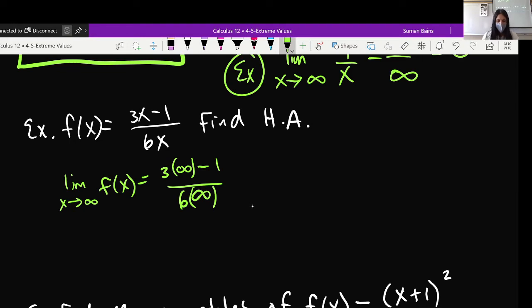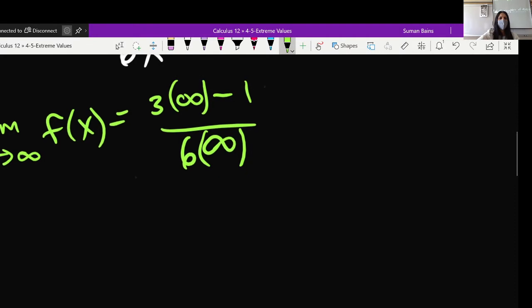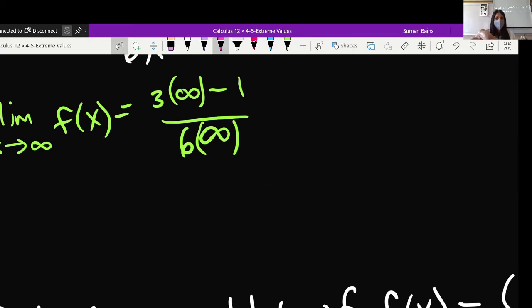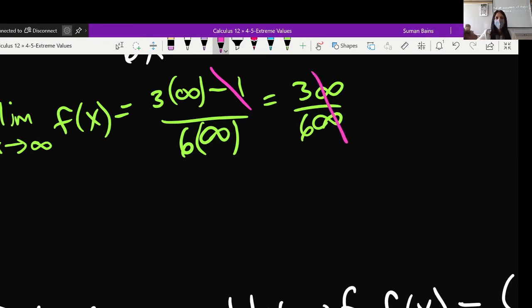Okay. Do you see that if I have at the top, if I zoom in here, 3 times infinity minus 1, if I'm working with infinity, does the 1 even matter? No. Do you see that it's pretty insignificant? So I can just wipe it out and pretend it's not even there. So really, I have 3 infinity over 6 infinity. Oh boy, I'm having troubles drawing the infinity symbol. Do you see that those would just be gone because I have it both top and bottom?